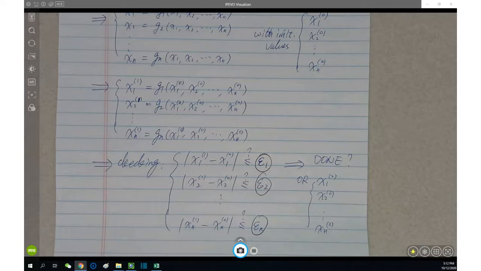This is the solution for n-dimensional. So extending the one-dimensional, one single equation, to n-dimensional. So basically, you have an idea how to handle this in any case.